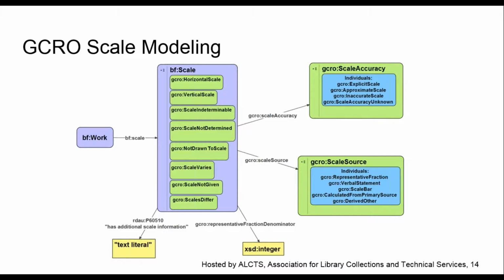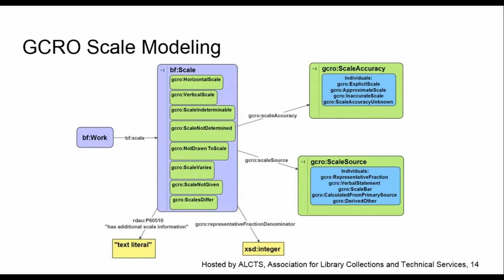Some of these would be encoded in Marc as a fixed field. Some are textual in nature, but in this way we can be more explicit about what type of scale we're talking about. We've also added a property called scale accuracy, which you can assert directly to the scale object. So you can say now within this model that this scale has an explicit scale, an approximate scale, and an inaccurate scale, or the scale accuracy is unknown.